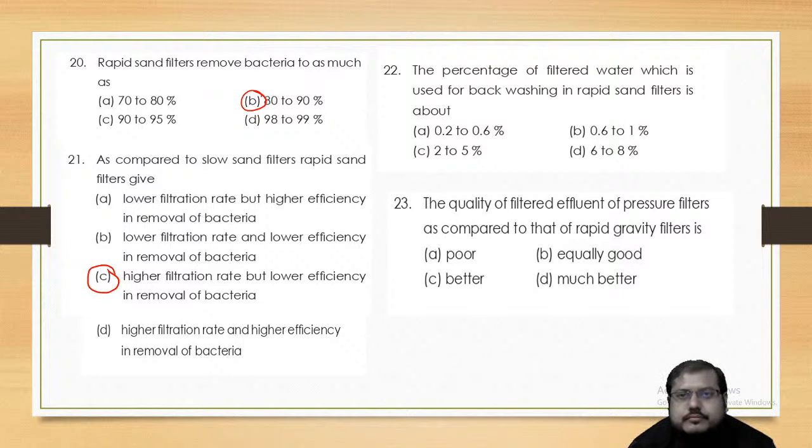Question number 22. The percentage of filtered water which is used for backwashing in rapid sand filter is about 2 to 5%. The quality of filtered water, effluent of pressure filter, compared to that of rapid gravity filter. Obviously, higher filtration rate will give you lesser efficiency, poor.